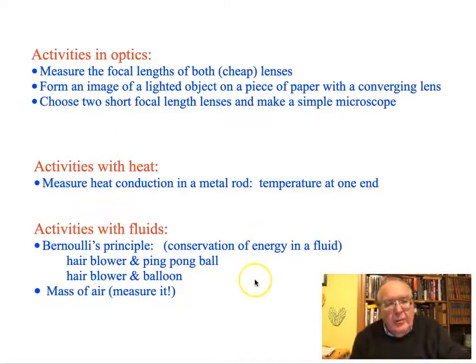Now with fluids, I would do both the balloon and the ping pong ball, or with a hair blower, with any kind of blower. Okay, and also try to measure the mass of air if you can by the same technique. And I think one should have one of those little plastic pumps for balloons. I think that would work better than blowing it up yourself.